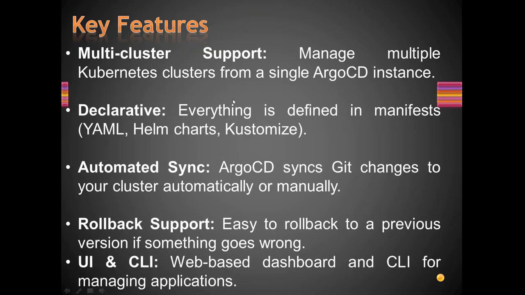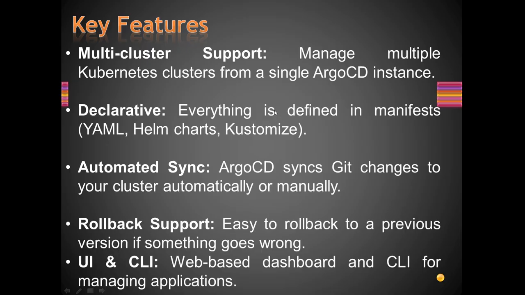These are some of the key features like multi-cluster support, declarative and automated sync, rollback support, UI and CLI. Initially, we can discuss multi-cluster support. Manage multiple Kubernetes clusters from a single Argo CD instance. And declarative, everything is defined in manifests like YAML files, Helm charts, Kustomize. And another one is automated sync. Argo CD syncs Git changes to every cluster automatically or manually.